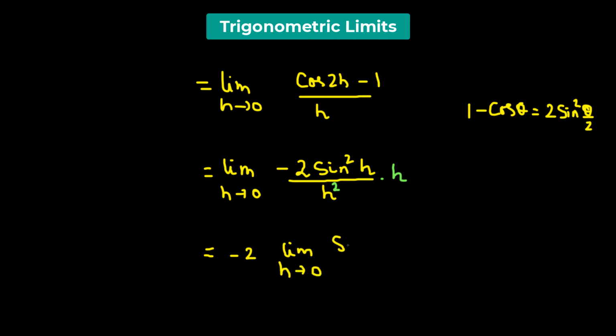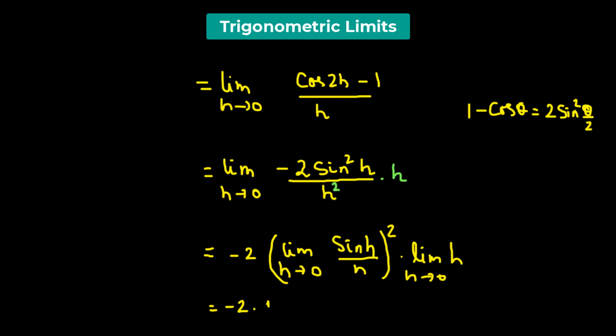So we have sine h over h, whole squared, multiplied by h, so we can apply the limit to the function h as well. As per the definition, the limiting value of sine h over h is going to be 1, so we have negative 2 times 1 squared, and the limiting value of h is going to be 0. So this gives us the value of 0. Let's move on to the next question.